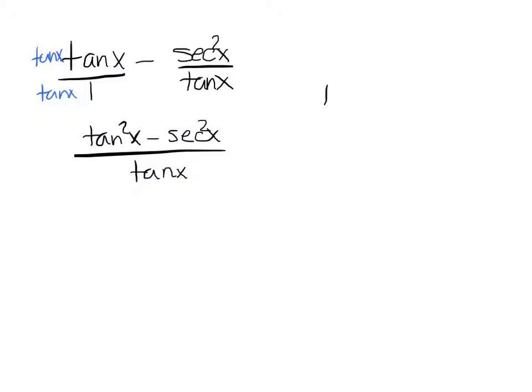We've got an identity, 1 plus tangent squared equals secant squared. Well, what the heck? Right? Whenever you see squared, think identities of Pythagoras. Okay? So I'm going to move.